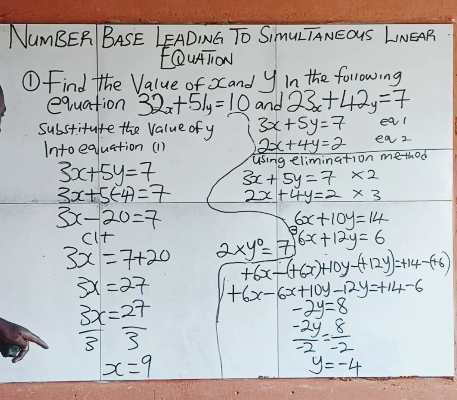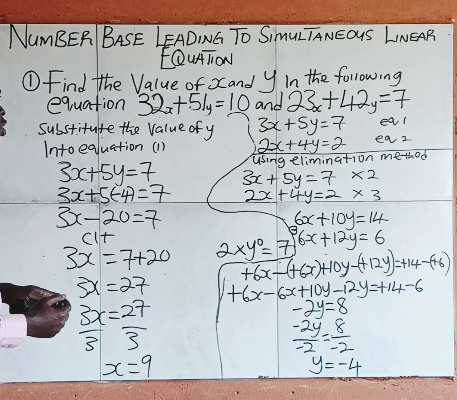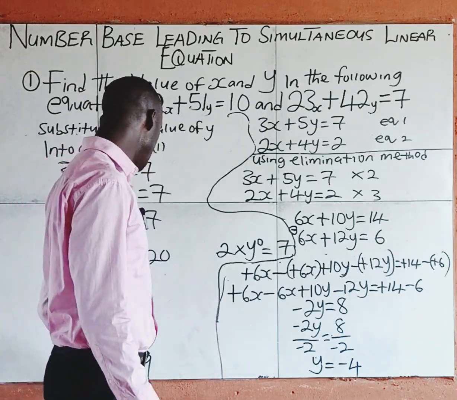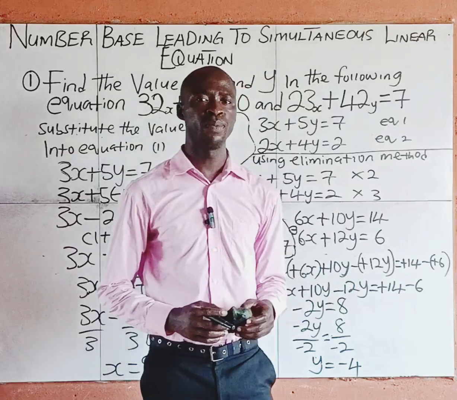So you can see for yourself. At the end of the day, your final answer becomes x equals to what? 9. So your answer is y equals a -4 and x equals a +9.